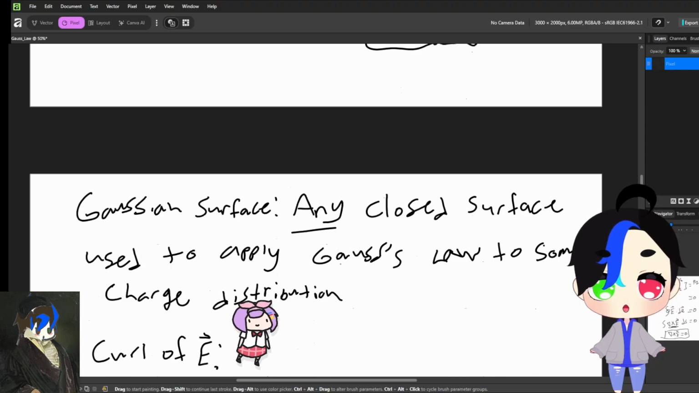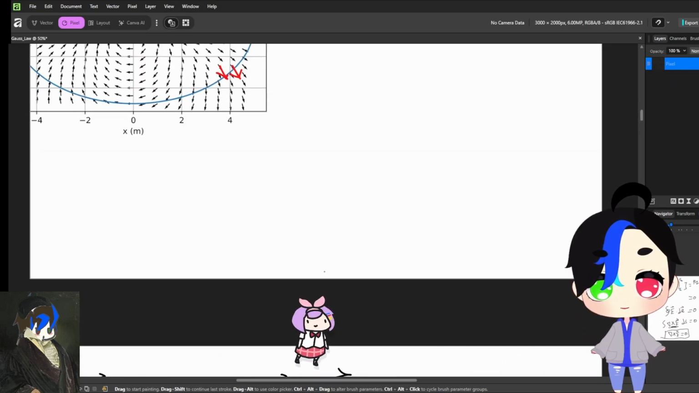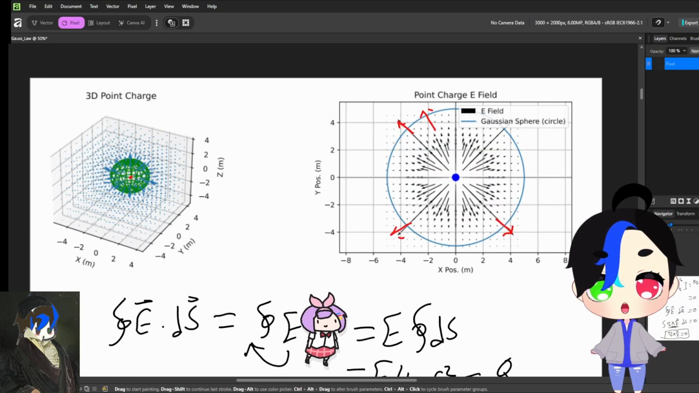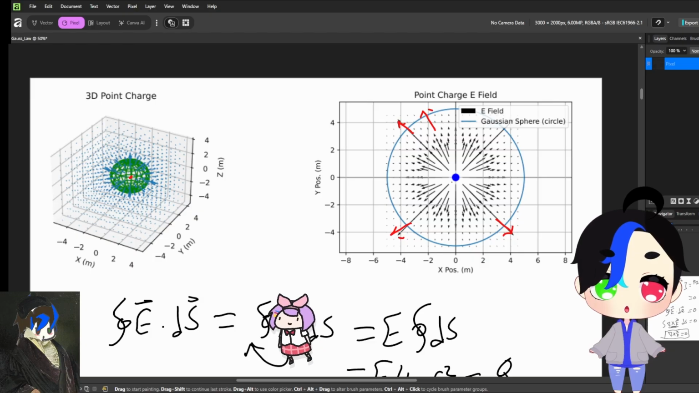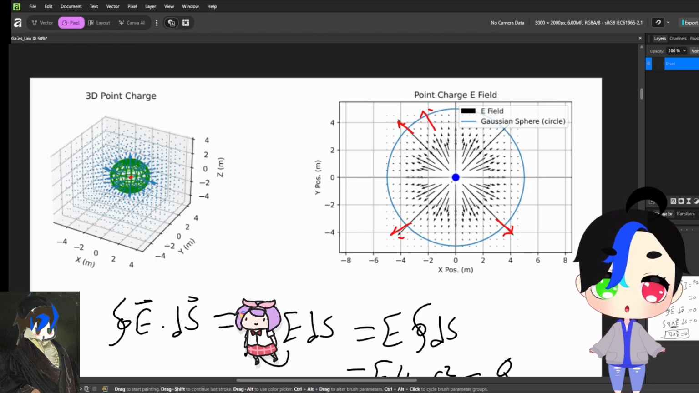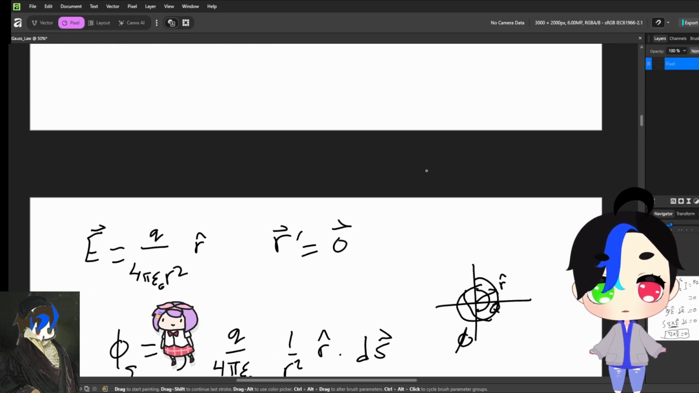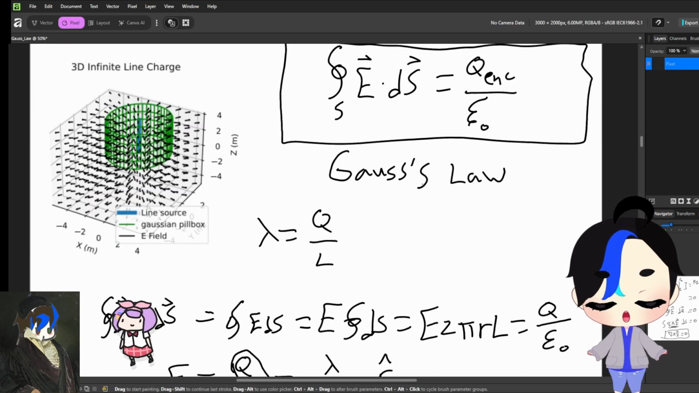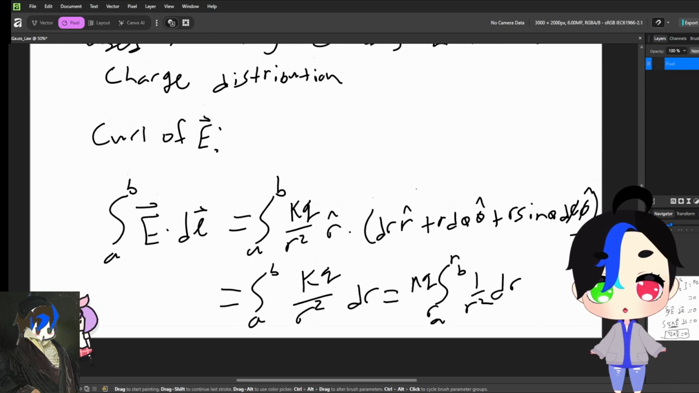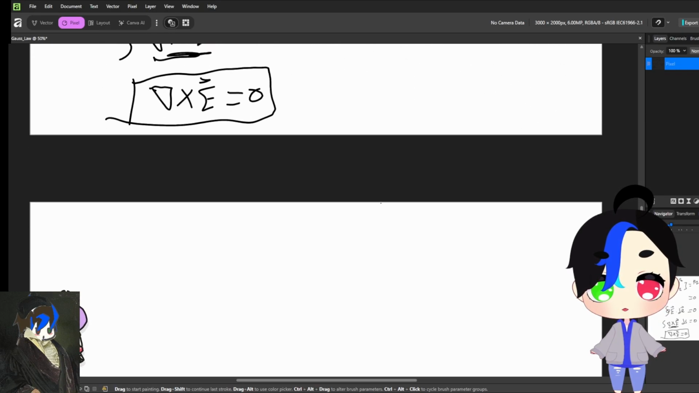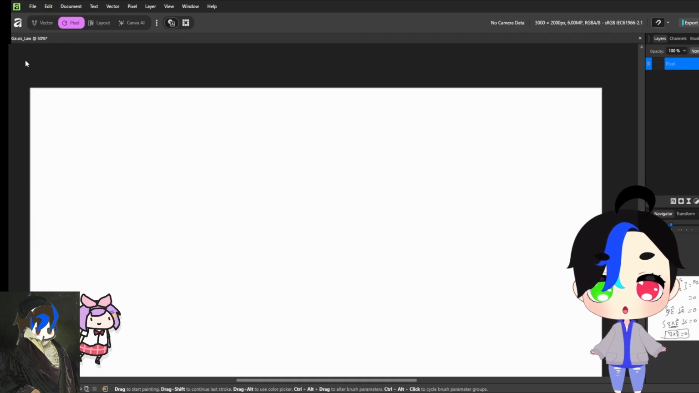Which makes sense, right? Because if we go back to our graph of the line charge, there's no rotation in it. It all just points outward. It just tries to move away from the charge distribution. There's no rotation, so therefore the curl is 0. And that is true in general for any electrostatic source. So I'll write it succinctly here.